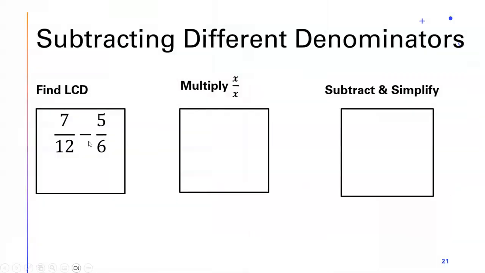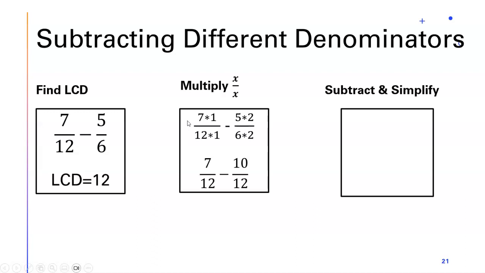Another example would be 7 over 12 minus 5 over 6. A common mistake would be just to multiply your denominators to find a lowest common denominator, but your lowest common denominator is actually 12 because 6 times 2 is 12. So 7 over 12 you don't really need to change. If you really want to show you're multiplying by x over x, you can multiply by 1 over 1. And then 5 over 6 you'd multiply by 2 over 2 to give you your common denominator of 12.